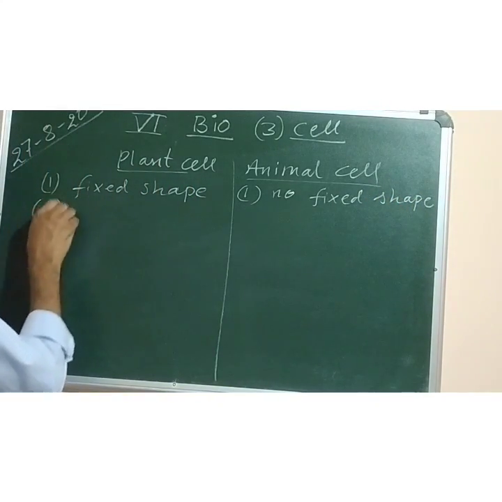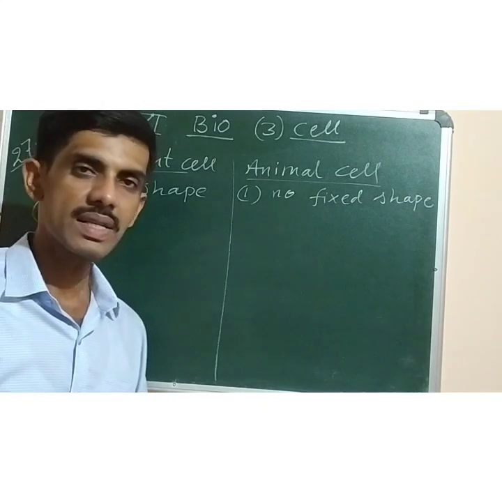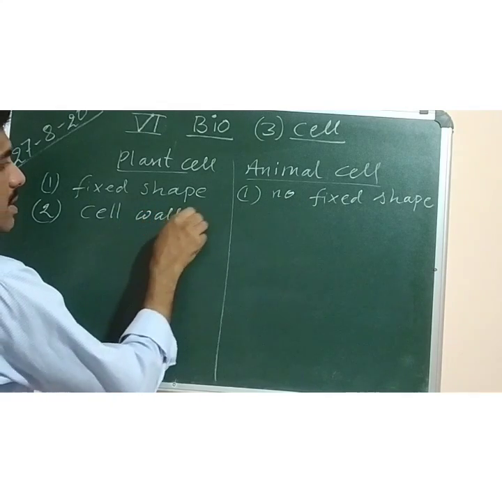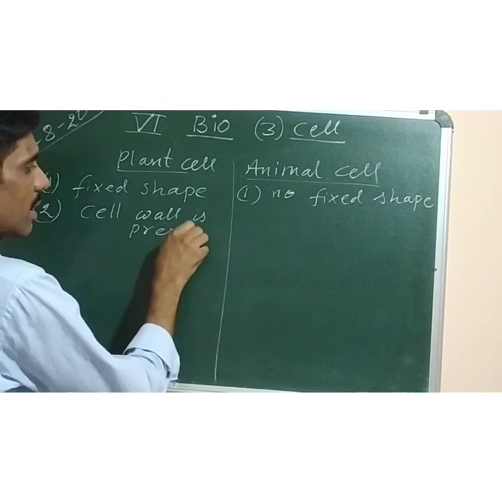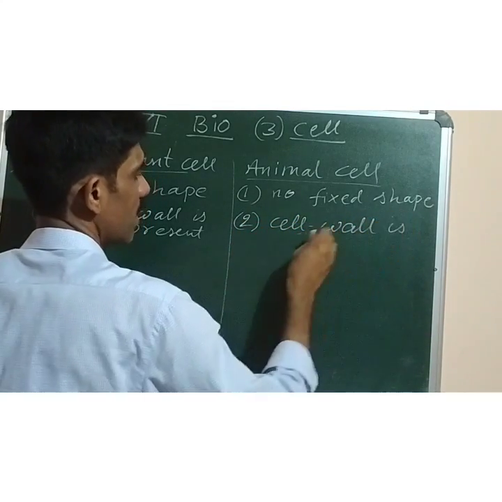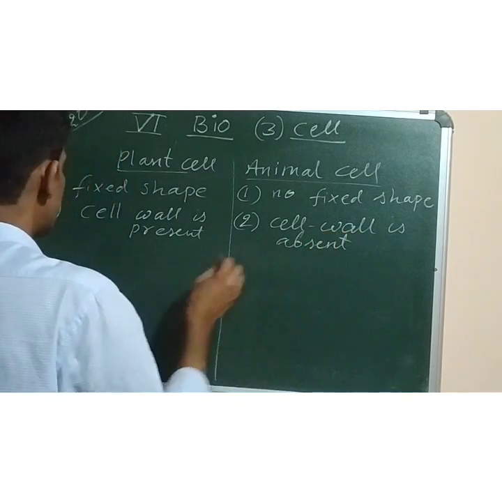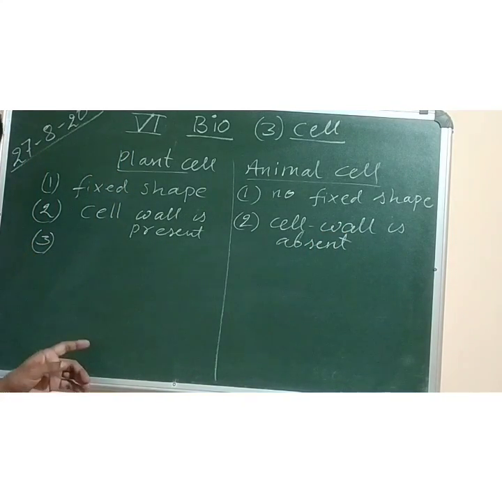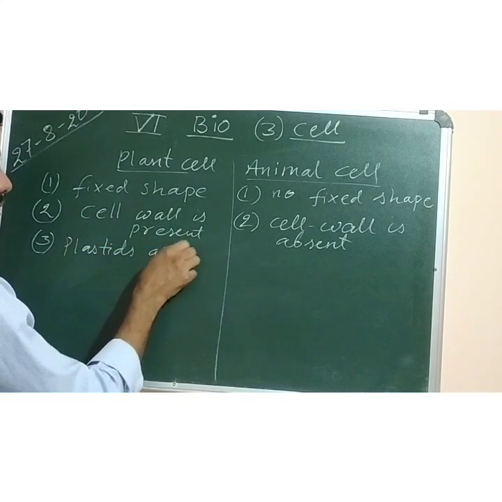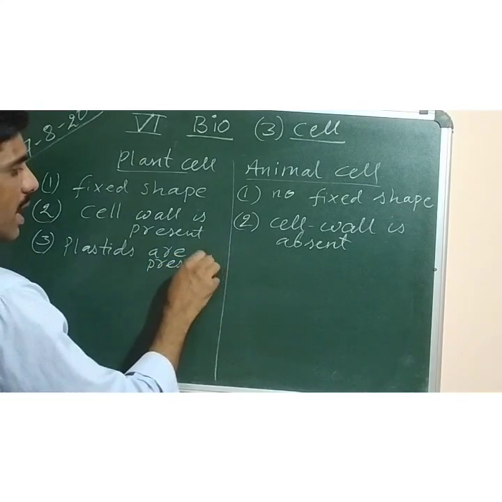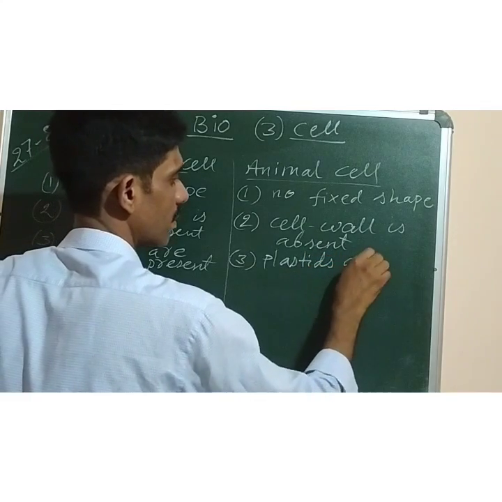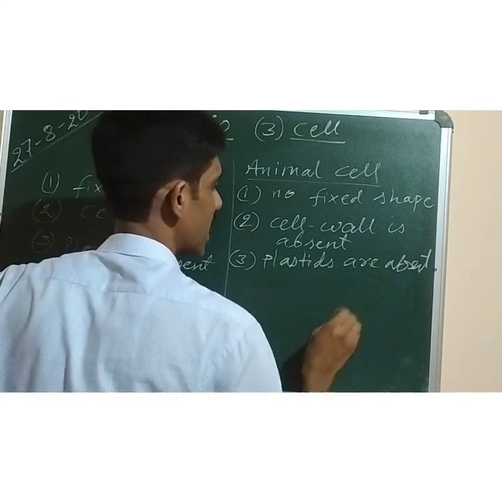Then the second difference between plant cell and animal cell is, plant cell contains a cell wall. Plant cell wall is present. In case of animal cell, cell wall is absent. It is not found in animal cell. Okay, then the third difference, which is easier to learn, just now we talked about the plastids. So plastids are present in plant cell, and here you can write plastids are absent. Okay, plastids are absent.